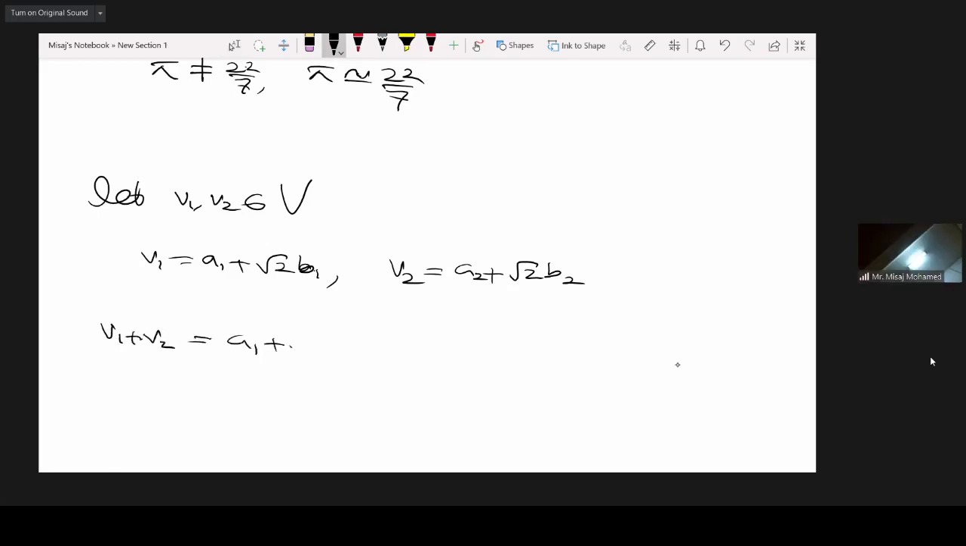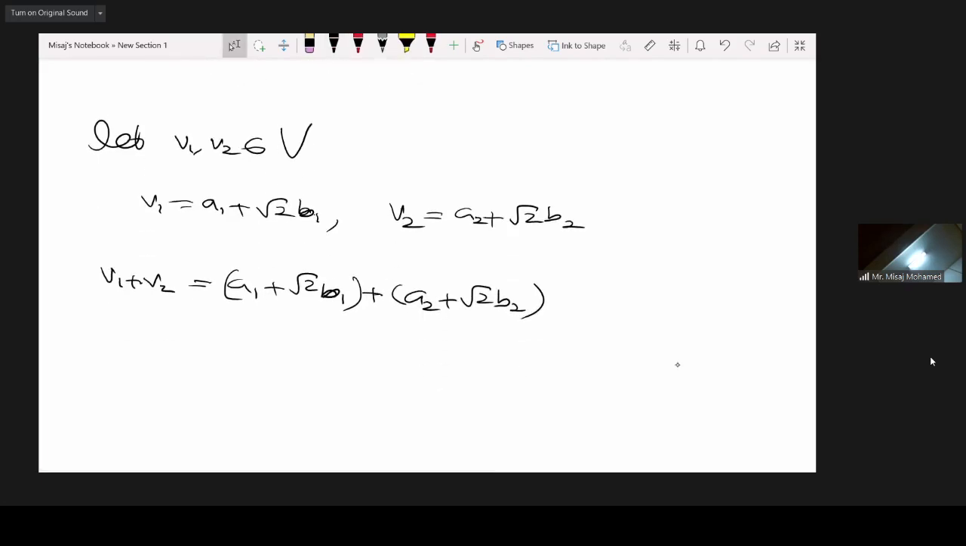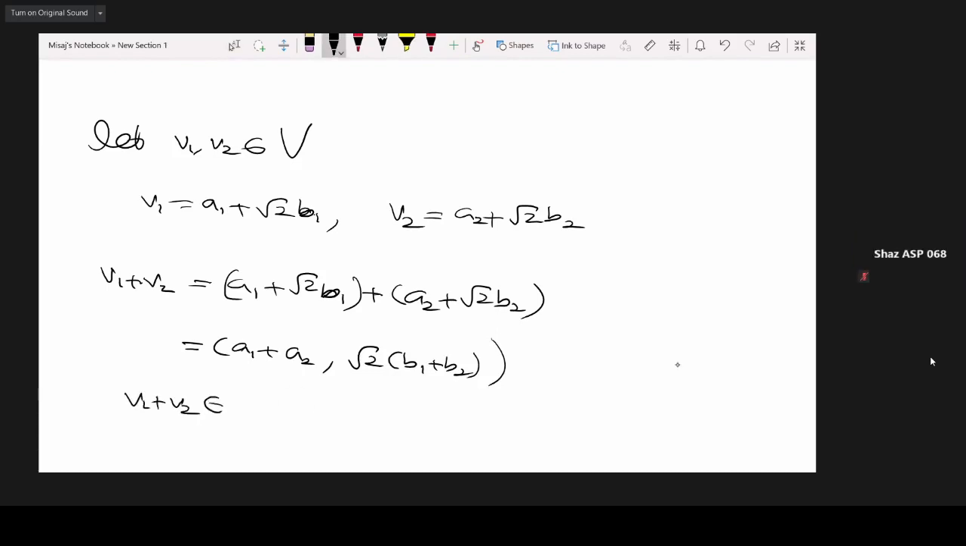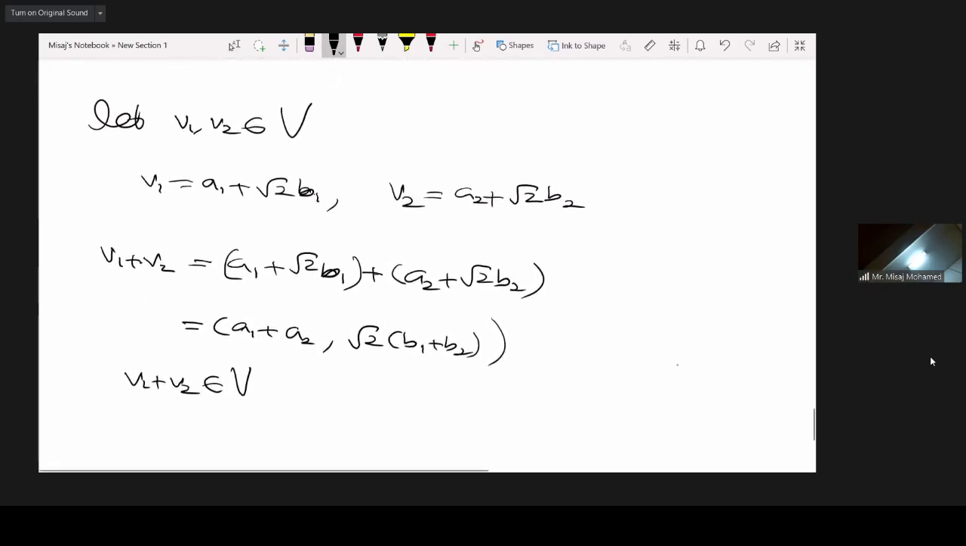So what will be v1 plus v2? It is a1 plus root b1 plus a2 plus root b2, which is equal to a1 plus a2 plus square root b1 plus b2. Is this in the set V? Yes, v1 plus v2 is in V. So the closure property holds, right?